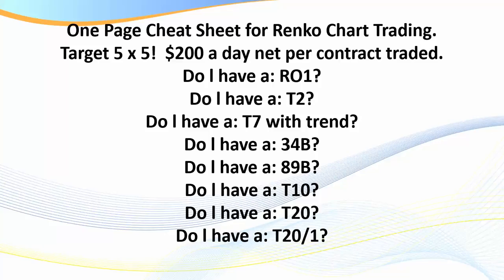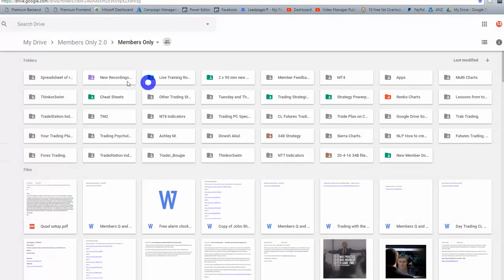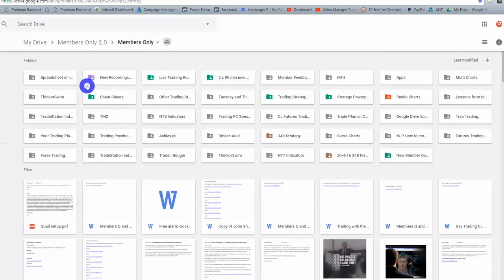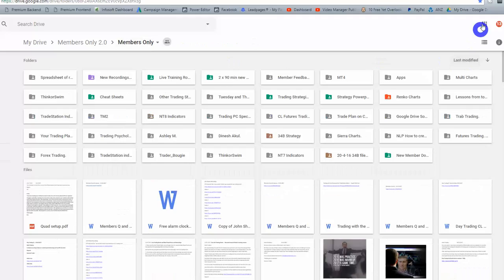So what I've done, traders, and this is particularly relevant to members of course, is put together a Word document. Just to quickly show you for the benefit of the new members, if you log into my Google Drive, you will find this in the Renko folder. It's also under new recordings. I've had a number of members email me having trouble finding the new recordings folder. It's where I put new recordings and upload. Simply go up to this little icon here and you can sort by date and by folders. Hopefully that assists. Now let's get back to the cheat sheet.